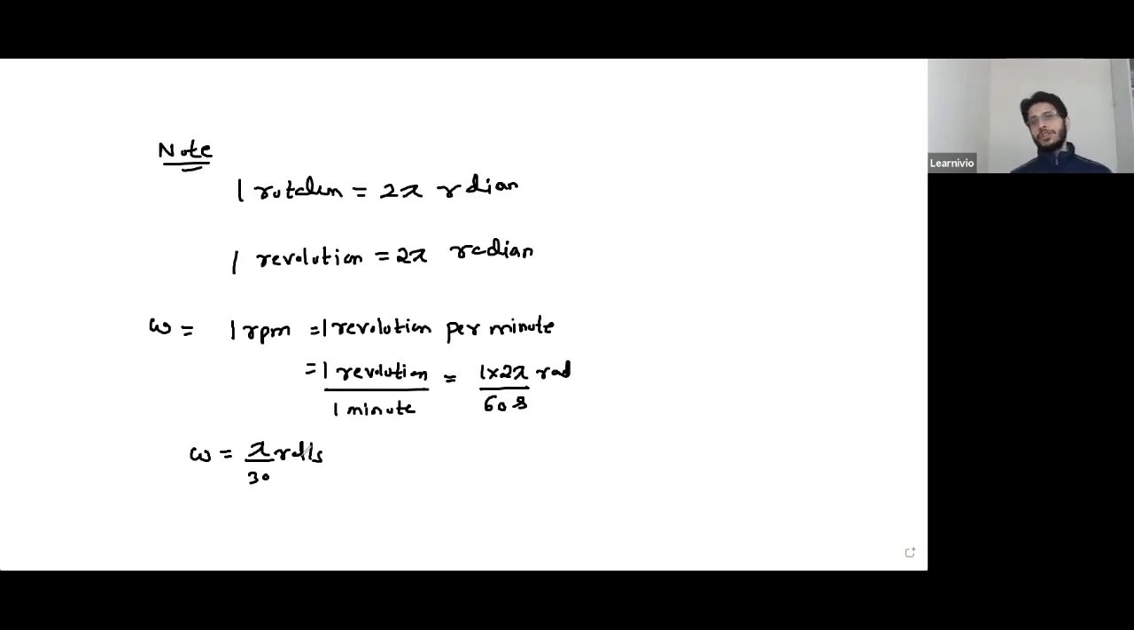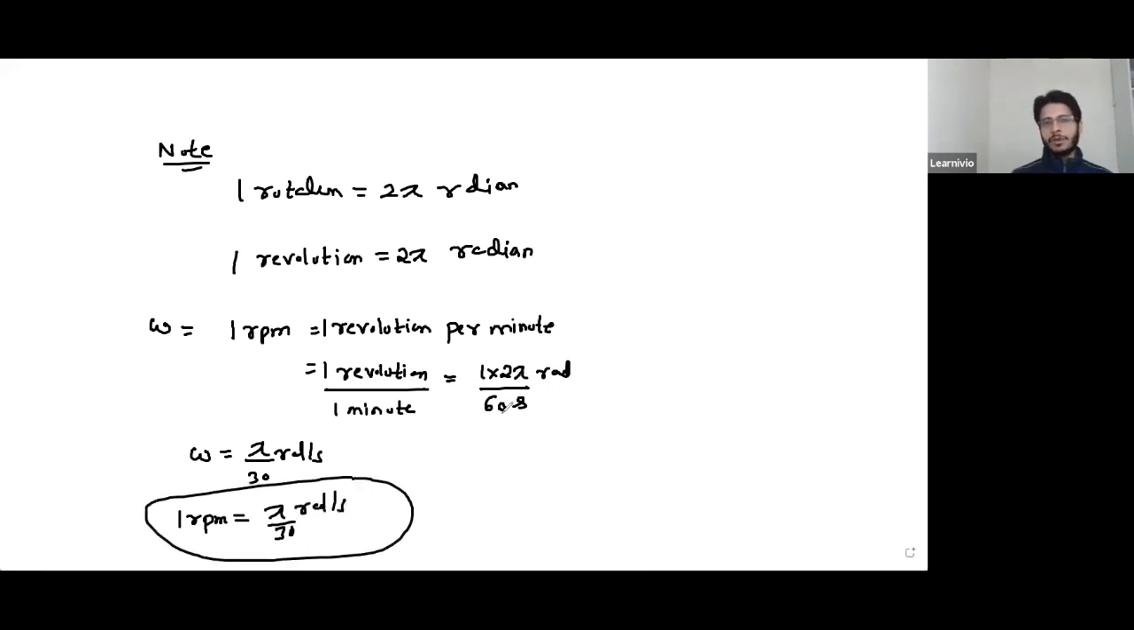So if your angular velocity is given in revolutions per minute or rotations per minute, you cannot use it directly. You must convert it into radian per second. So multiply it with 2 pi and divide it by 60, or just multiply it with pi by 30. So one revolution per minute is pi by 30 radian per second. One more thing: one rotation is 2 pi radians, so one radian is 1 by 2 pi rotation.